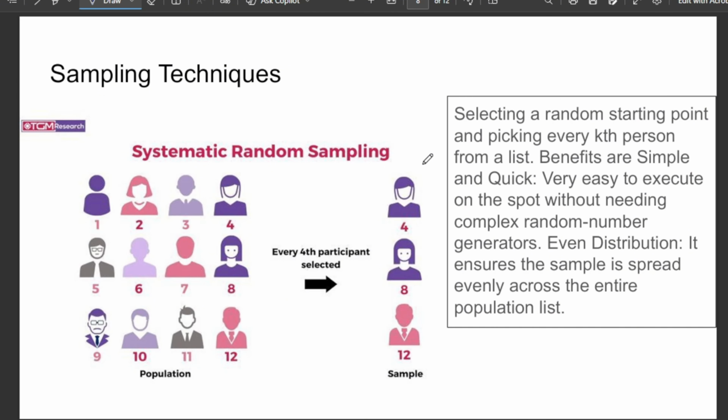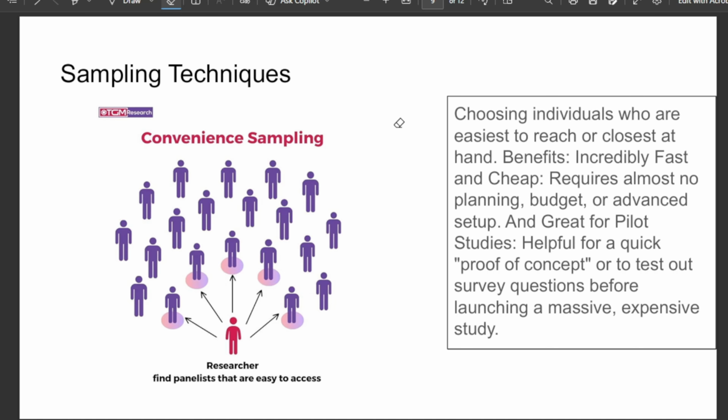Next is convenience sampling. This means choosing individuals who are the easiest to reach or closest at hand. The benefit is that it is fast and cheap, and it requires almost no planning, budget, or advanced setup. It's great for pilot studies, helpful for a quick proof of concept or to test out survey questions before launching a massive and expensive study. An example is surveying the first 20 people you see in, let's say, a coffee shop. That's an example of convenience sampling.